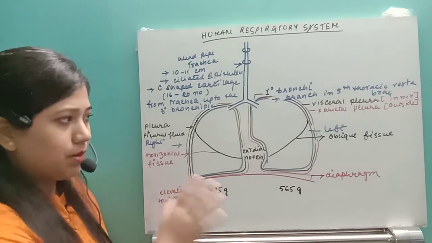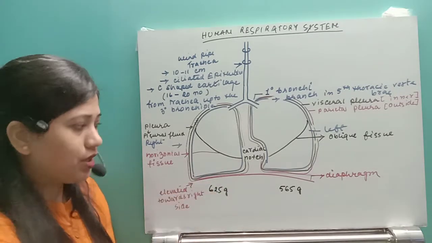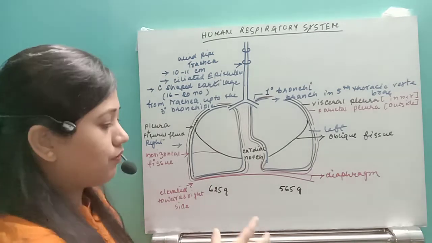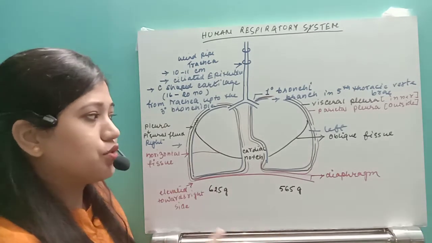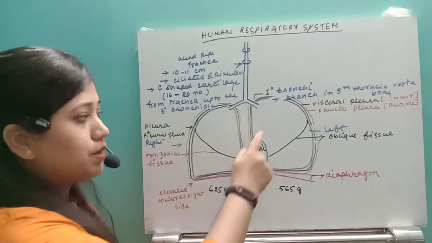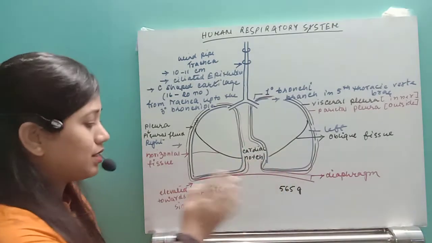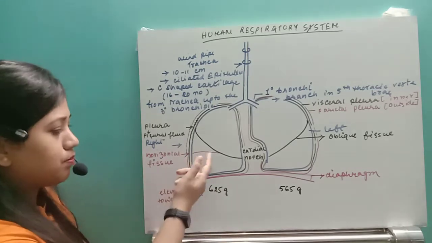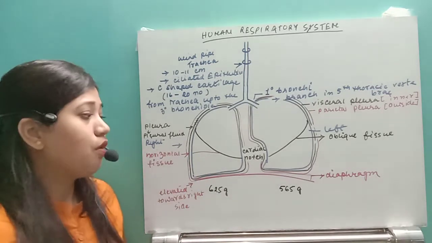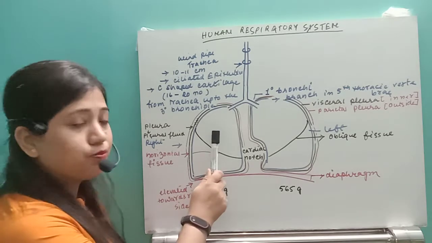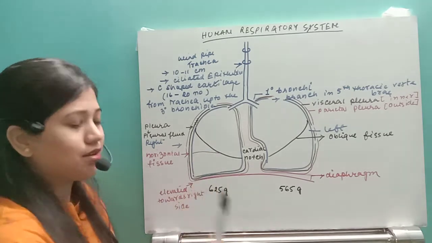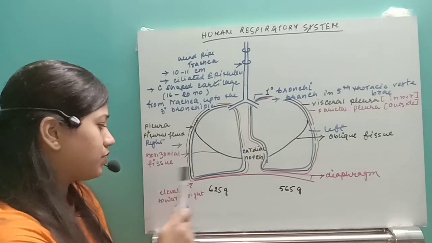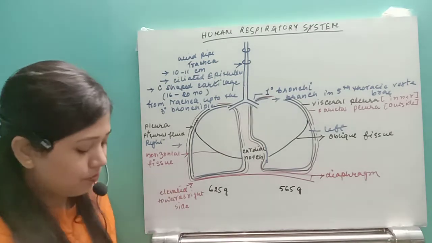Now, remember both the right and the left lung. The left lung is a little smaller. It is around 565 gram, and it is divided into only two lobes. One is the superior lobe and another is the inferior lobe. But the right lung is divided into three lobes because of the presence of the horizontal fissure. What are they? The first one is the superior lobe, this is the middle lobe, and this is the inferior lobe. This is because of the presence of the horizontal fissure.